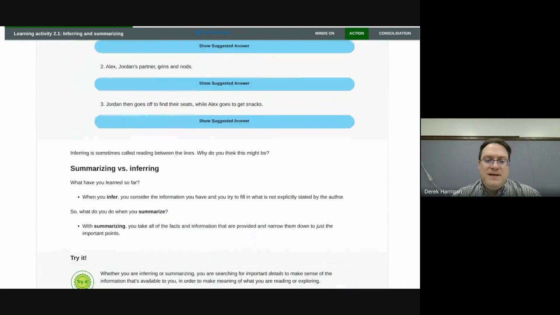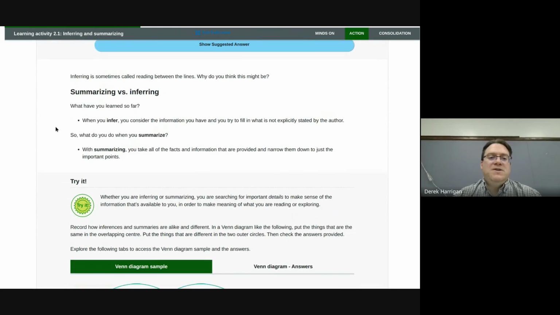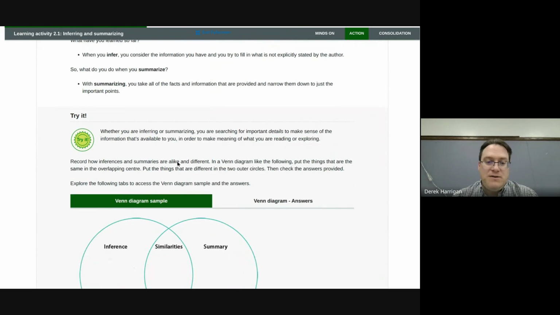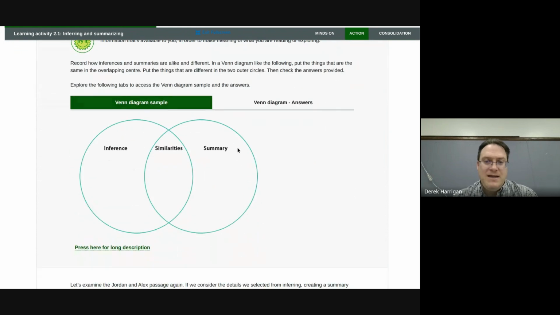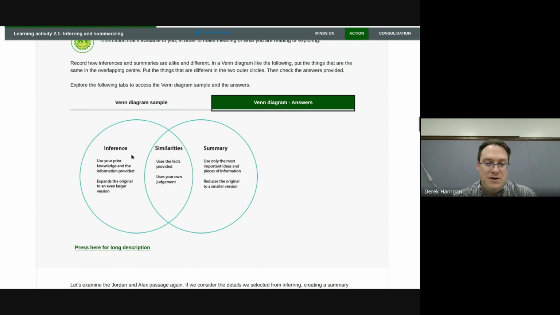And then as we continue, they're going to talk about summarizing. So the difference between summarizing and inferring. And by the time we get to the ending of this activity, you're going to have to show me that you can summarize something. So pay particular attention when it explains what they mean by summarizing, okay? And they'll give you some explanation about the similarities between an inference and a summary and some differences.